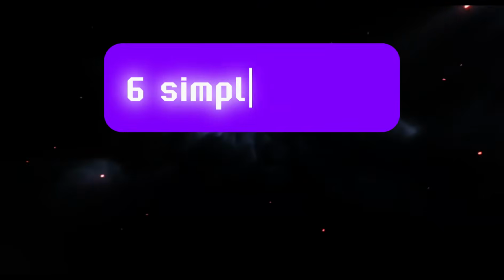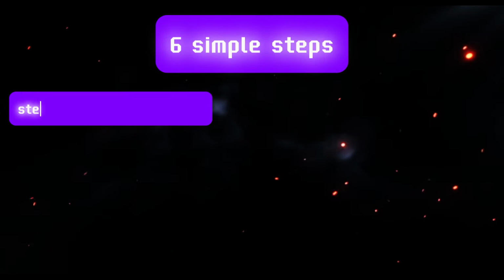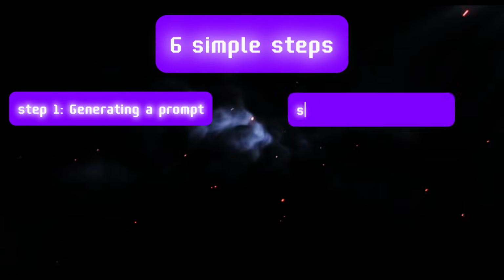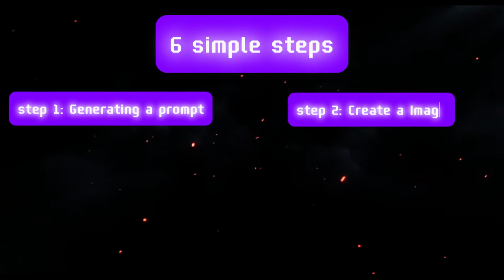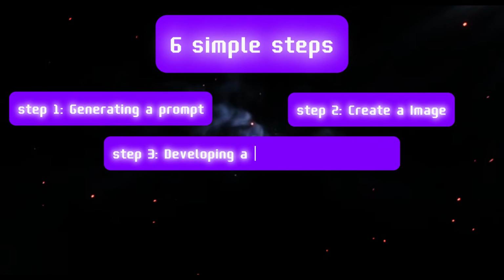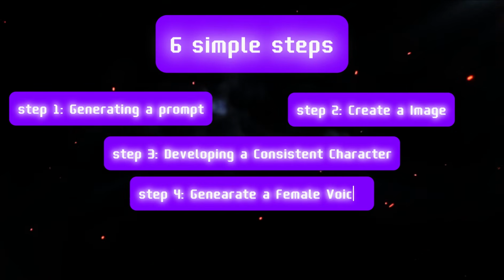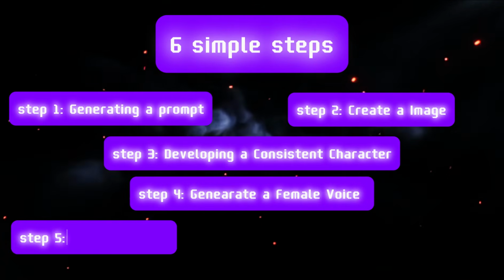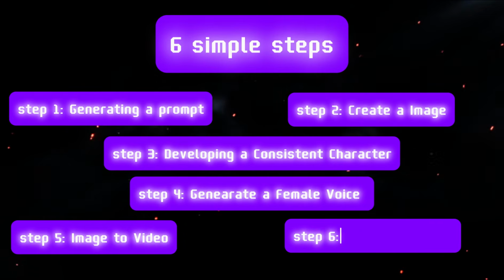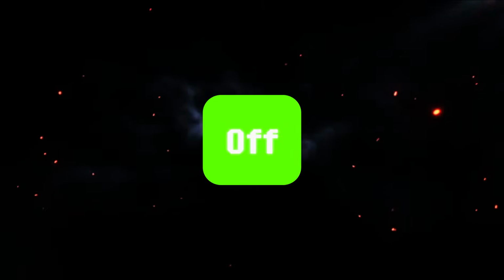Here are the 6 simple steps to achieve our goal. Step 1. Generating a prompt. Step 2. Creating an AI influencer image. Step 3. Developing a consistent character image. Step 4. Generating a female voice for the video. Step 5. Converting the image to video. Step 6. Editing the clips. Let's kick off with Step 1.